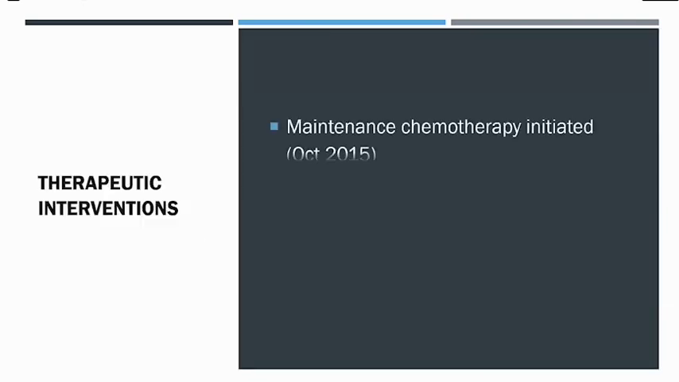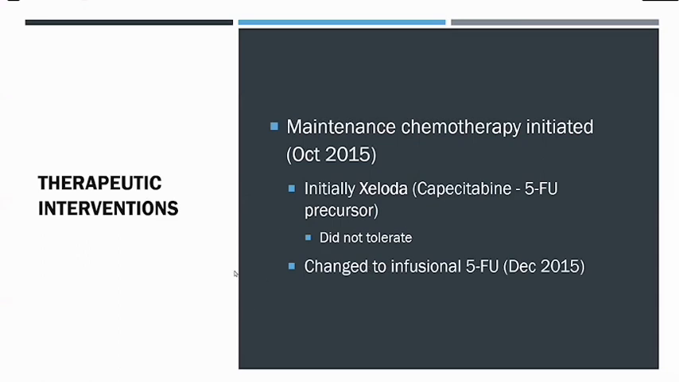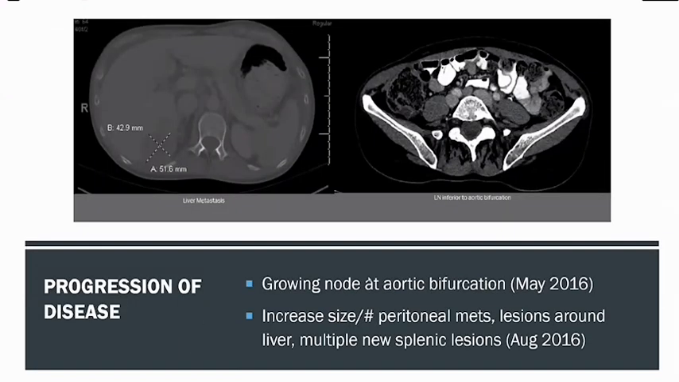So therapeutic interventions done. She was maintained. So it's June, she was off the oxaliplatin, but October 2015, she was started on maintenance chemotherapy on Xeloda, which is a 5-FU precursor, and then goes down the same pathway and gets incorporated in DNA, inducing apoptosis in the end. But she didn't tolerate that. It was changed back to 5-FU in December. And after that, she was under continuous surveillance.